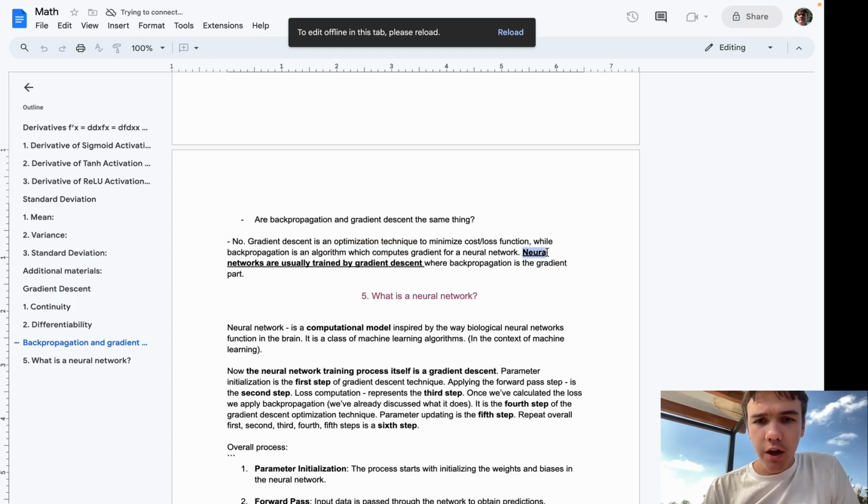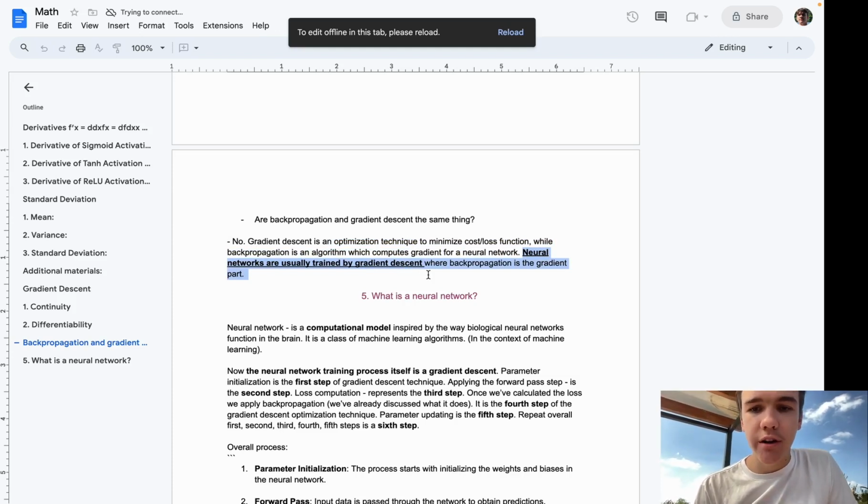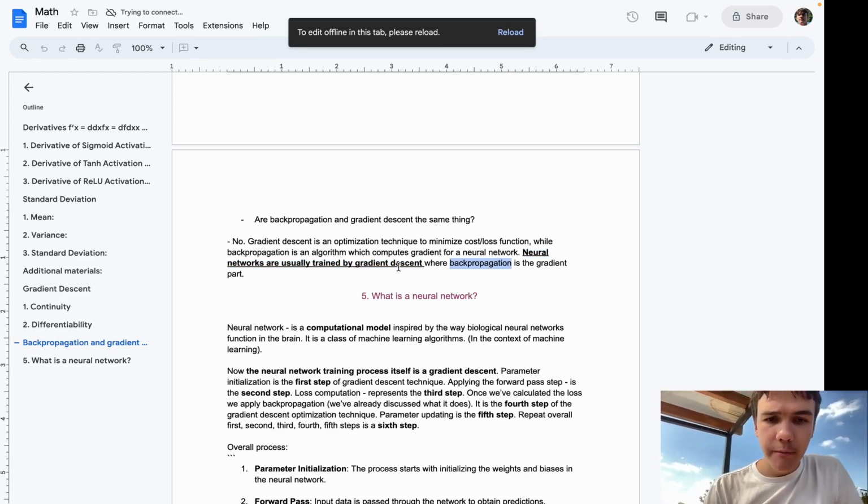Okay, so neural networks are usually trained by gradient descent, where backpropagation is the gradient part. And I've highlighted it and made it bold because this is it. Neural networks are usually trained by gradient descent, not by backpropagation. But it is important to understand that without backpropagation, we cannot do the training, because there is no gradient to be used to update the weights and biases to make the loss function decrease. Okay, it's important to understand.